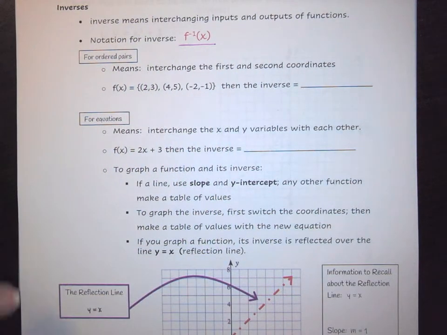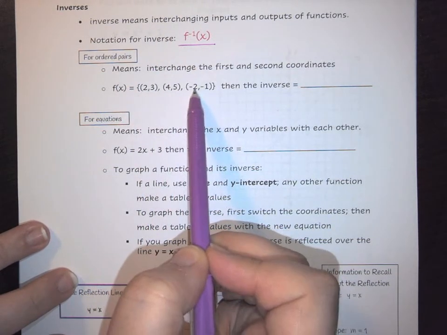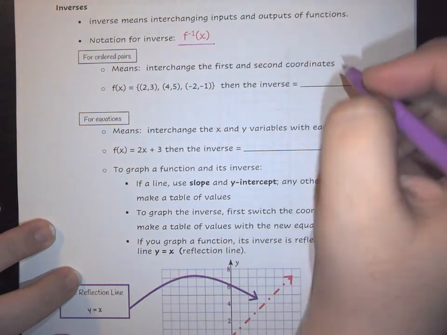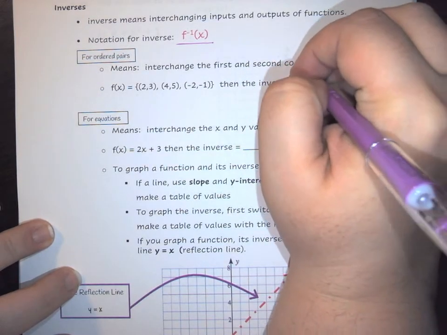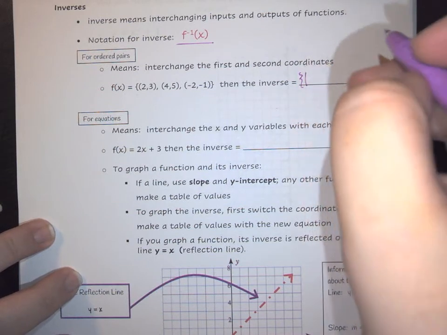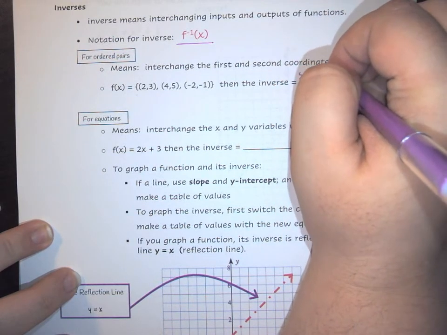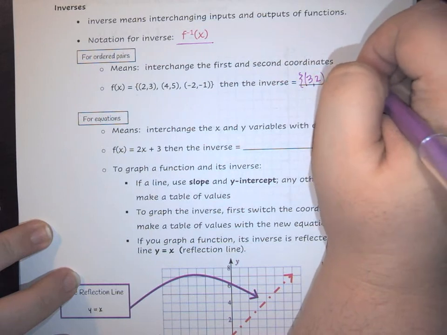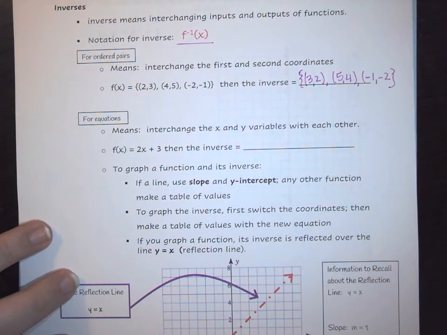Inverse is essentially interchanging the first and second coordinates when we're talking about ordered pairs. So if I have these ordered pairs here, (2, 3), (4, 5), (-2, -1), and I wanted to write the inverses, then in order to do that, I would simply interchange the x and y coordinate. If you were a y coordinate, now you're the x. If you were the x coordinate, now you're the y. So this becomes (3, 2), (5, 4), and (-1, -2). Then close your bracket.